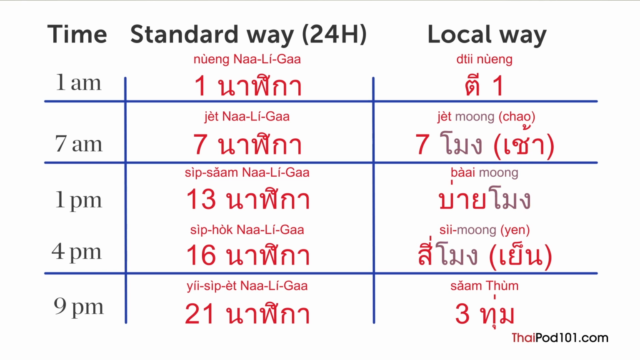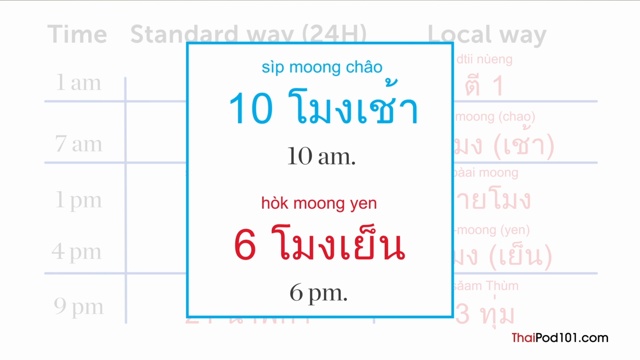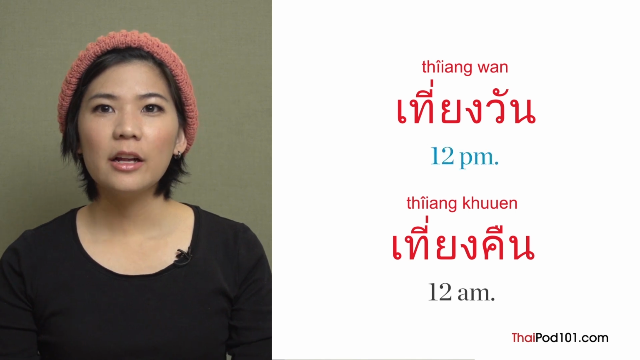and 6 p.m., except for 12 p.m. Using เช้า or เย็น gives additional information telling us whether it's morning or afternoon. For example, 10 โมงเช้า, 10 a.m.; 6 โมงเย็น, 6 p.m.